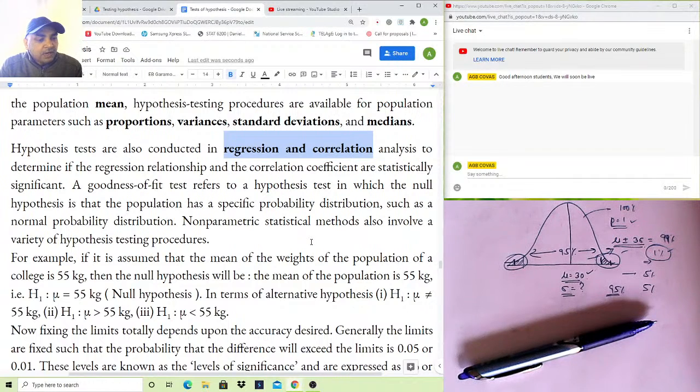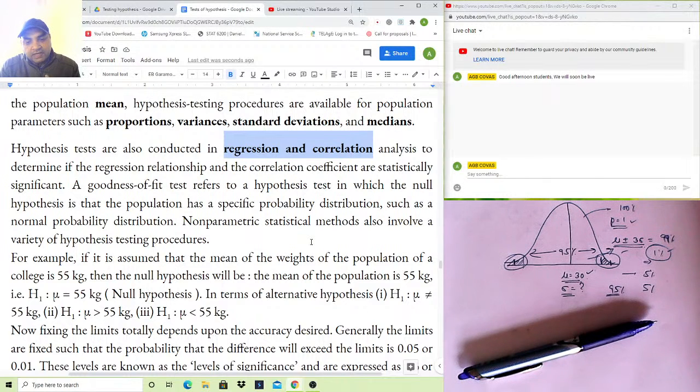So for example, if it is assumed that the mean of the weight of the population of a college is 55 kg, right? That is, for example, in veterinary we have an average weight of 55 kg.